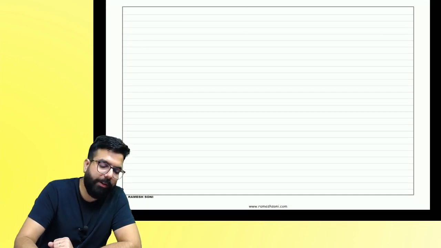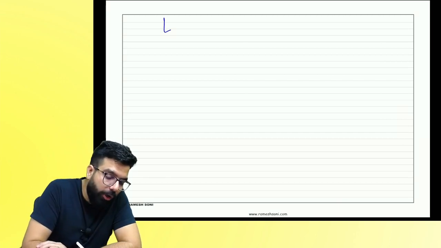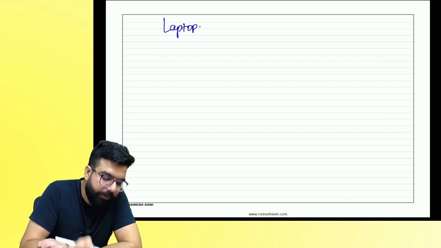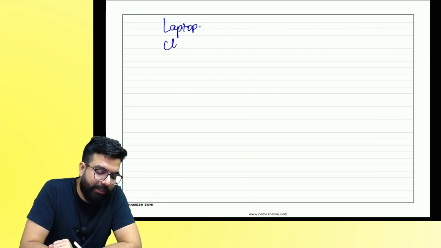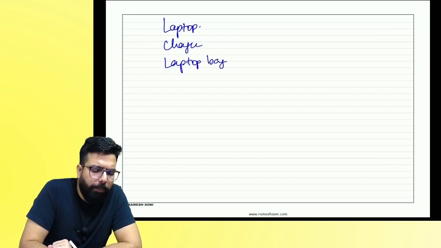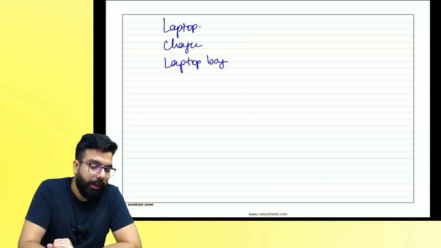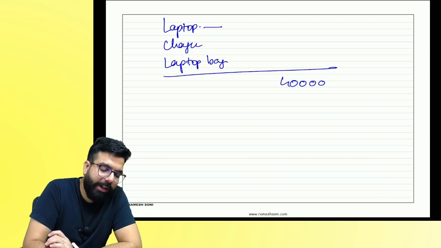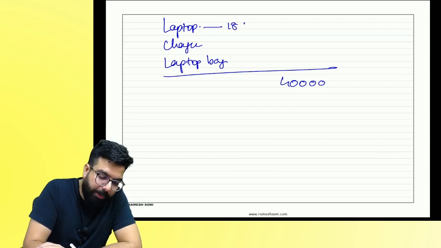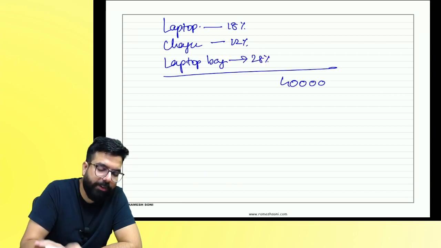I'll give you one more example. You went to the market to buy a laptop. You bought a laptop. Along with the laptop, they gave you a charger and a laptop bag. Most of the companies and sellers do this. For the laptop, bag and charger, you paid 40,000 rupees. Actually, the laptop pay rate is 18%, the charger pay rate is 12% and the bag pay rate is 28% GST.